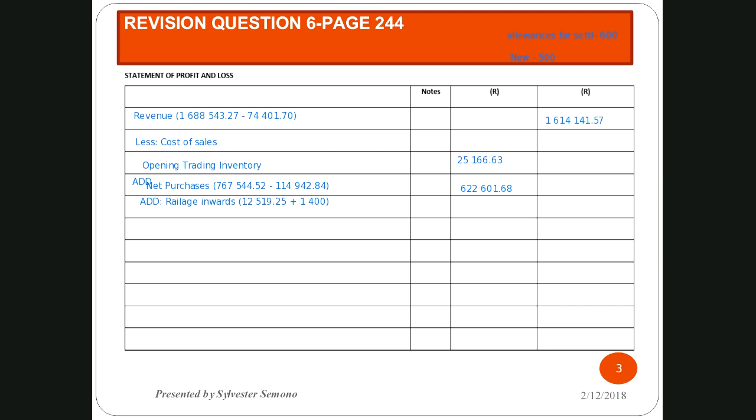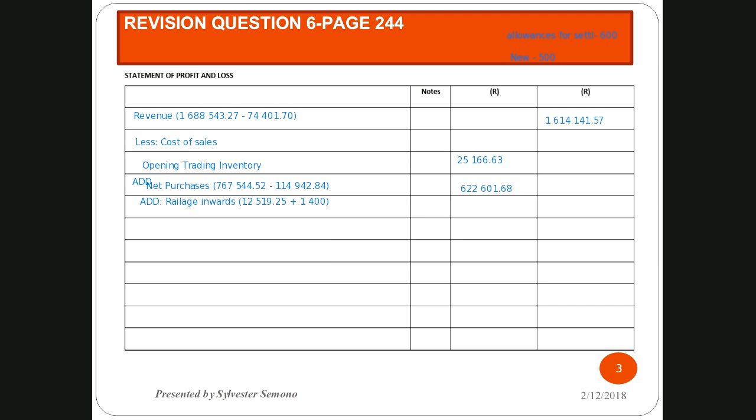And next time they'll say railage outwards. Please don't use that one, because railage outwards is the railage that we incurred when we were transporting goods to the customers. So that one must be under the operating expenses. We only need the railage which we incurred when we were buying stock to be resold. So that's why we only select railage inwards, not railage outwards.